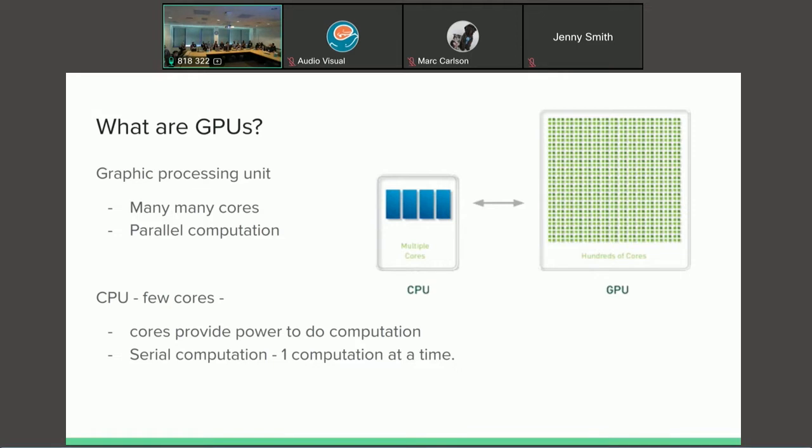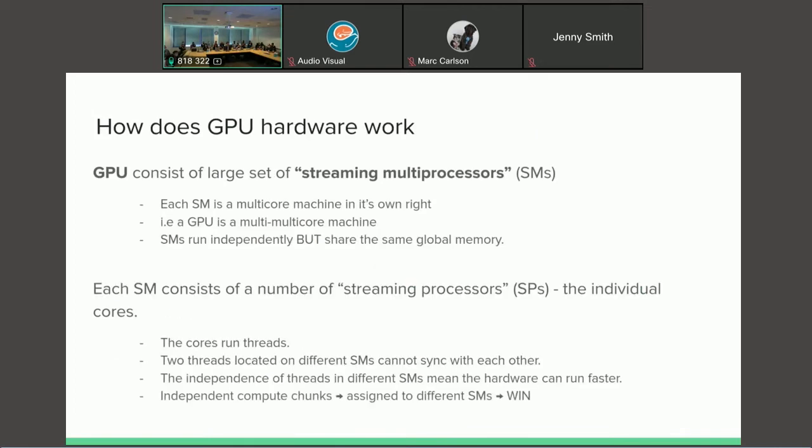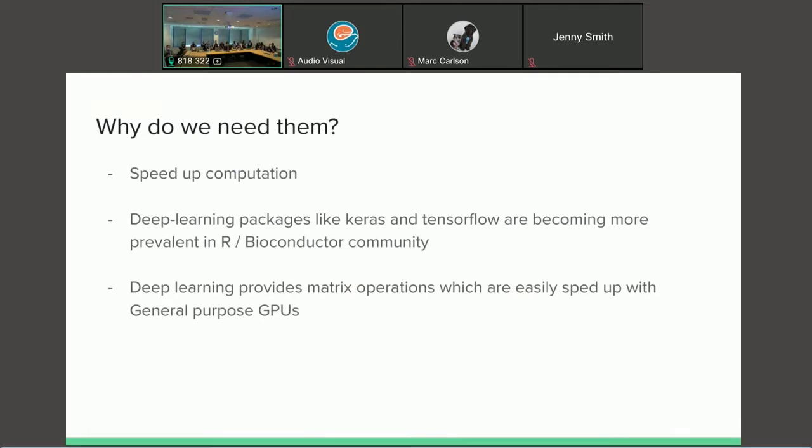A graphical processing unit has many cores, is capable of parallel computation, and is different from a CPU. Streaming multiprocessors are used in there. Each streaming multiprocessor is a multi-core machine. Each GPU is therefore a multi-core machine. The streaming multiprocessors share the same global memory. And each streaming multiprocessor has streaming processors, which are the individual cores running threads. Those technical issues one can learn about on one's own time. The idea is that if the computation is set up properly, they can go faster.